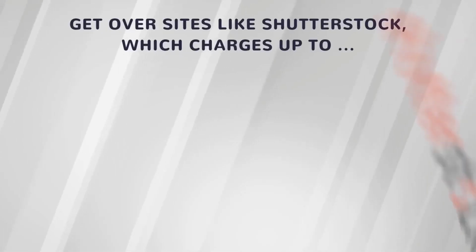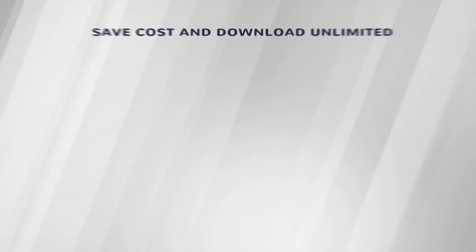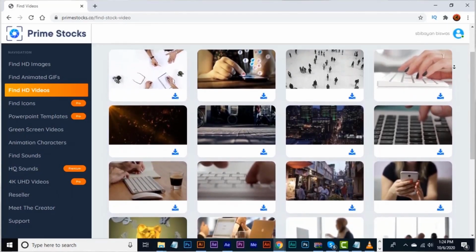Get over sites like Shutterstock, which charges up to $500 for a single image or video. Save costs and download unlimited similar premium HD quality media files.